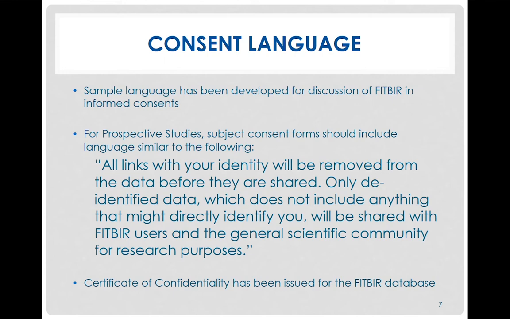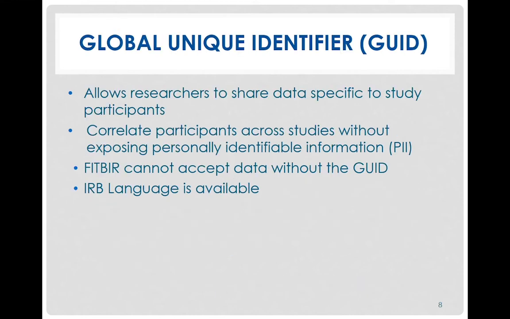A certificate of confidentiality has been issued for FITBIR to protect the identity of research participants within the FITBIR system. Global Unique Identifier, GUID. This allows researchers to share data specific to research participants. It correlates participants across studies without exposing PII. GUID generation complies with HIPAA regulations for the protection of PII and PHI. FITBIR cannot accept data without the GUID. There is language that can be shared for the IRB. It is important to remember that PII is never stored within the FITBIR system.